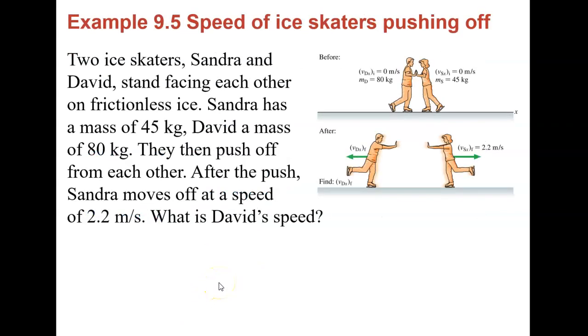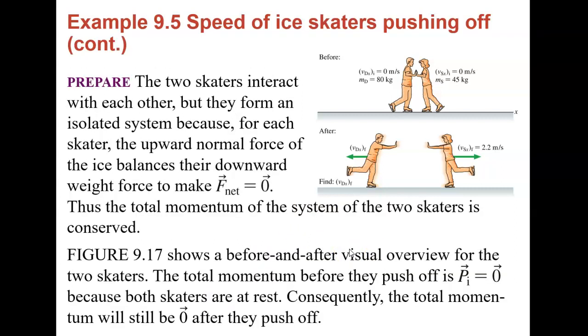All right, so, an example. Two ice skaters are facing each other on frictionless ice. Sandra has a mass of 45 kilograms. David has a mass of 80 kilograms. They push off each other. After the push, Sandra moves at a speed of 2 meters per second. How fast does David go? If you look at this, the two skaters interact with each other, but they form an isolated system. So because of that, the total momentum is 0.